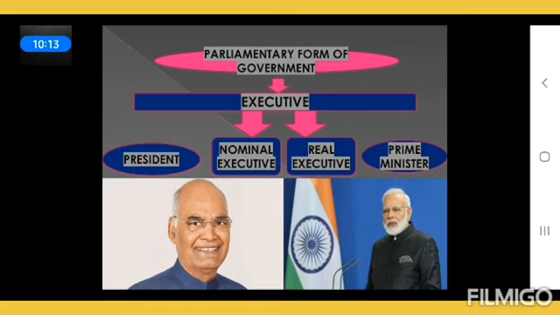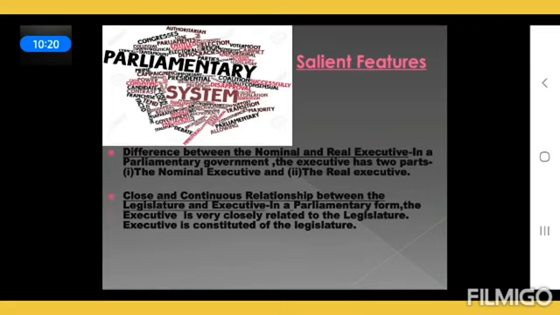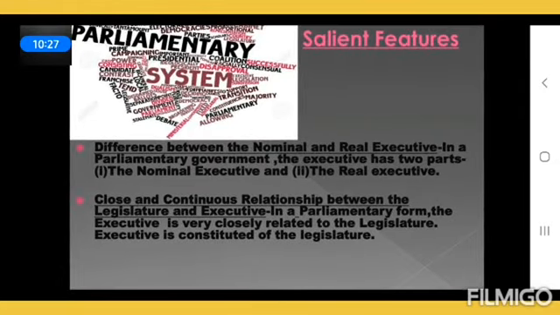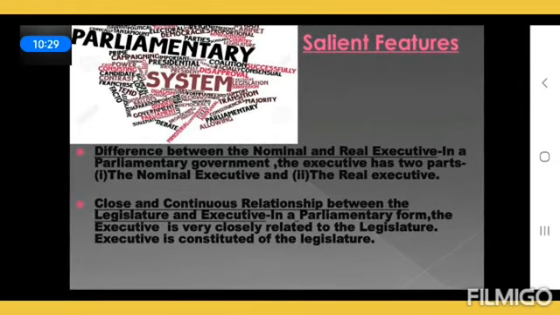Now we'll be discussing the features of the parliamentary form of government one by one. So, salient features of the parliamentary form of government. Let us start with number one, the difference between the nominal and the real executive. Just now I've explained the differences between the nominal and the real executive, but let me make it more clear.